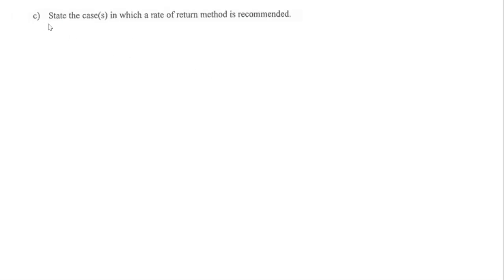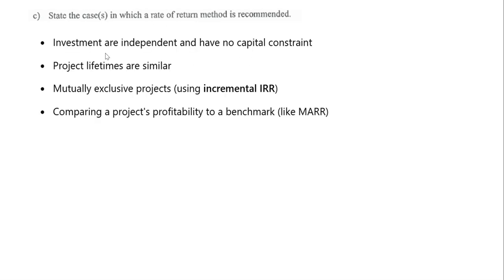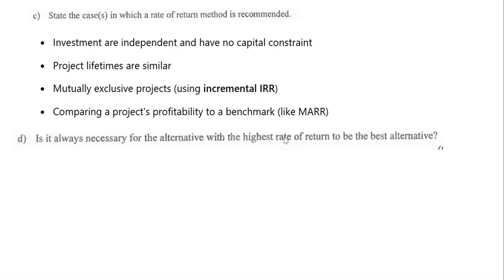In part C, state the cases in which a rate of return method is recommended. We choose rate of return when investments are independent and have no capital constraint, when project lifetimes are similar, for mutually exclusive projects using incremental internal rate of return, and when comparing a project's profitability to a benchmark like MARR.